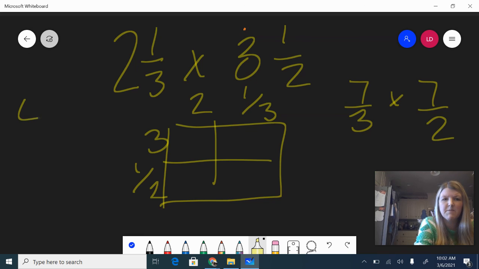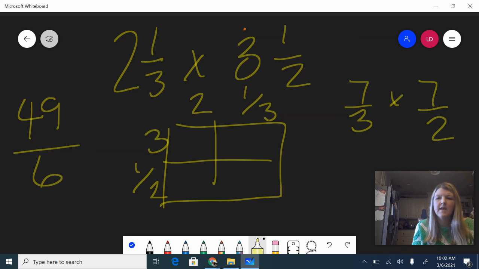7 times 7 is going to give me 49. 3 times 2 gives me 6. And so 49/6, but then I can change that to a mixed number, or I can multiply all of these.